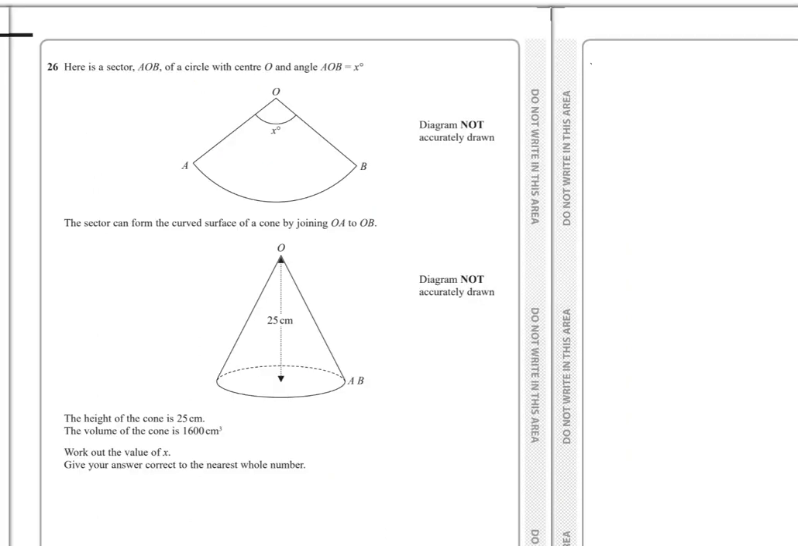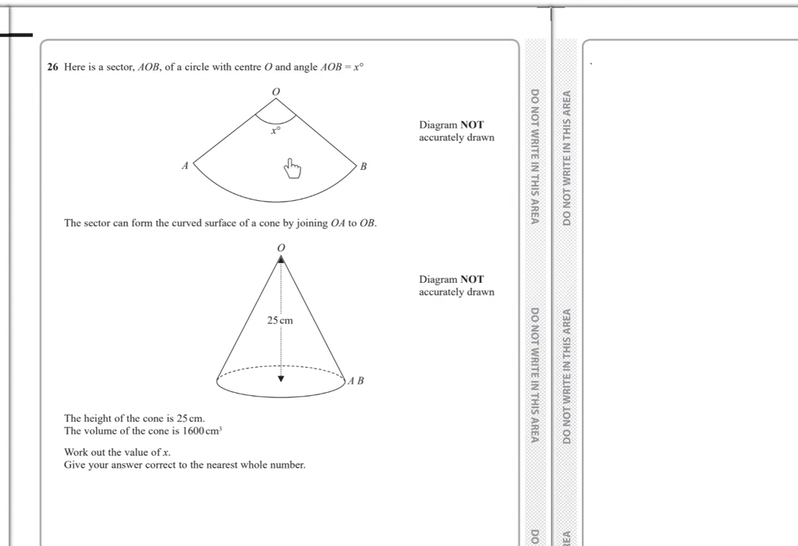The last question, 26. Here is a sector AOB of a circle with center O and angle AOB equals x. The sector can form the curved surface area of a cone by joining OA and OB. The height of the cone is 25 centimeters. The volume of the cone is 1600 cubic centimeters. Work out the value of x. Give your answer correct to the nearest whole number.